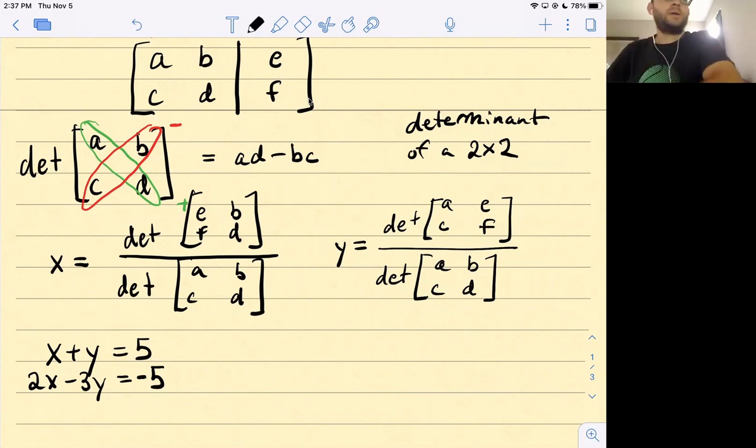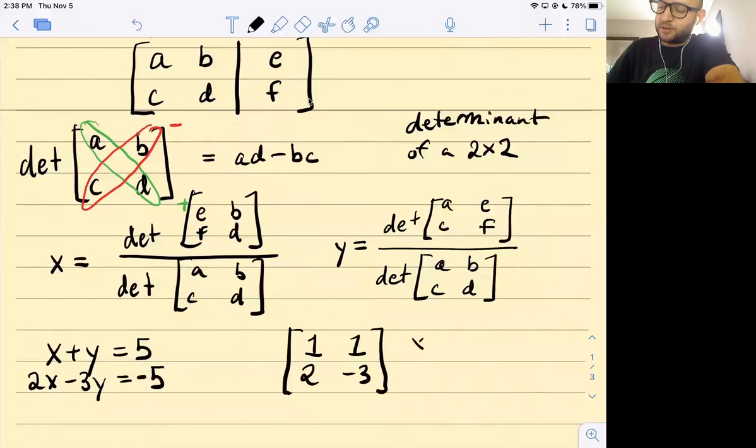Okay, so we first set it up. We want to put it as a matrix system. If you recall, I'm going to write it the way I did last time, not as an augmented matrix, but as the matrix 1, 1, 2, -3 times the vector xy. So this is yet another way you could write it, equals 5, -5.